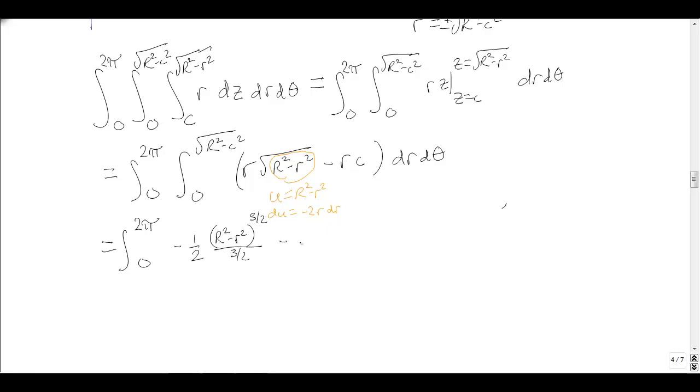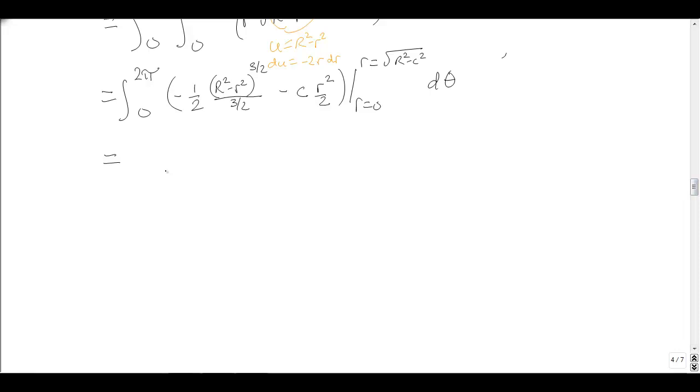The second one is much simpler. It's just c times r squared over 2. Just integrate r, c is a constant. So I do this from r equals 0 to r equals square root of capital R squared minus c squared, and I have a d theta when I do this.